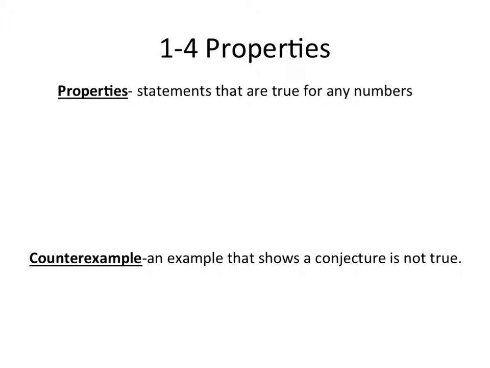The first one is properties: statements that are true for any numbers. And counterexample: an example that shows a conjecture is not true.